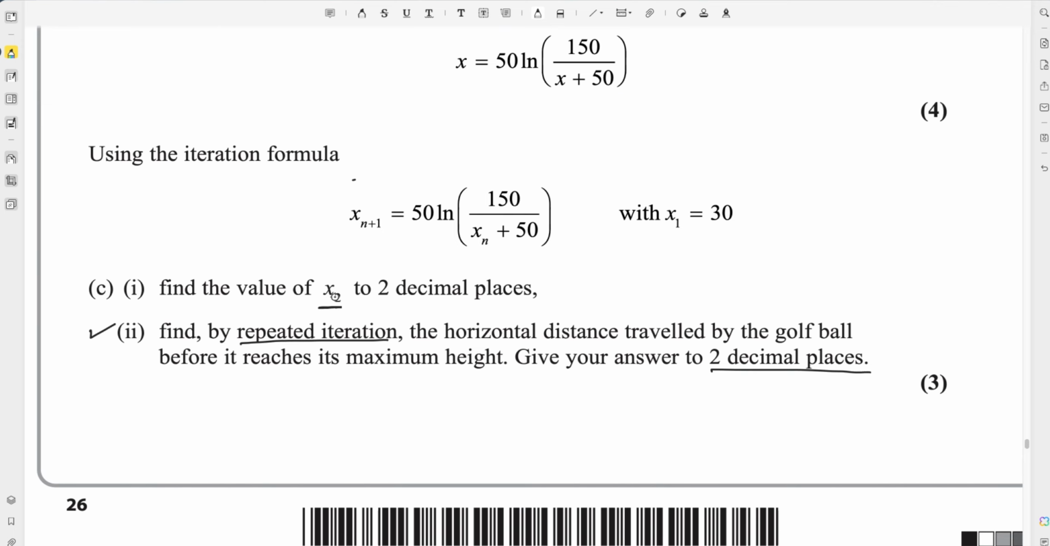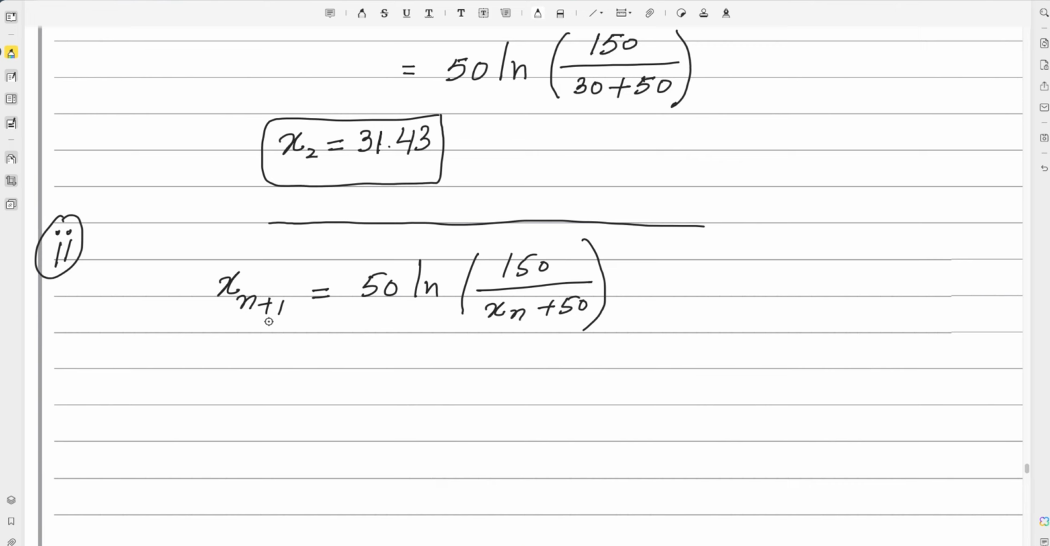Here it is very important to know how to use the calculator to find the next iterative values of x. Like here we got x2, then you need to find x3, x4 by using the same formula. Let me teach you how to use the calculator to get our answers directly. So here is the iterative formula.